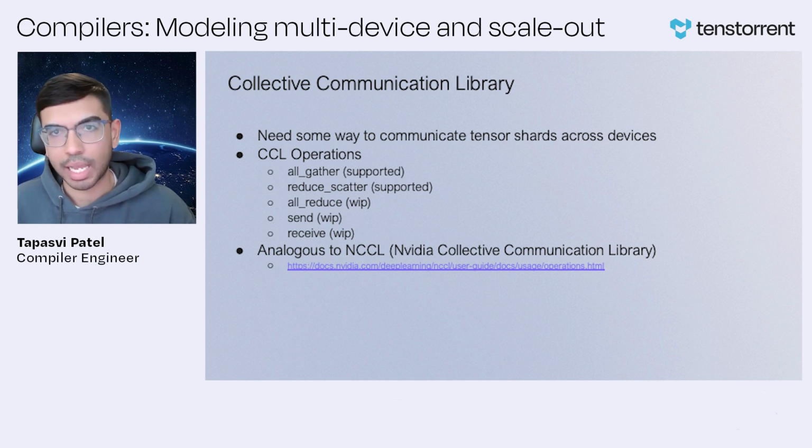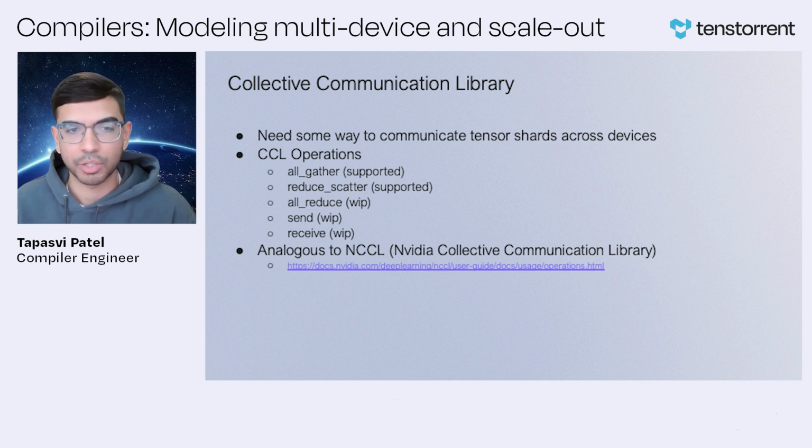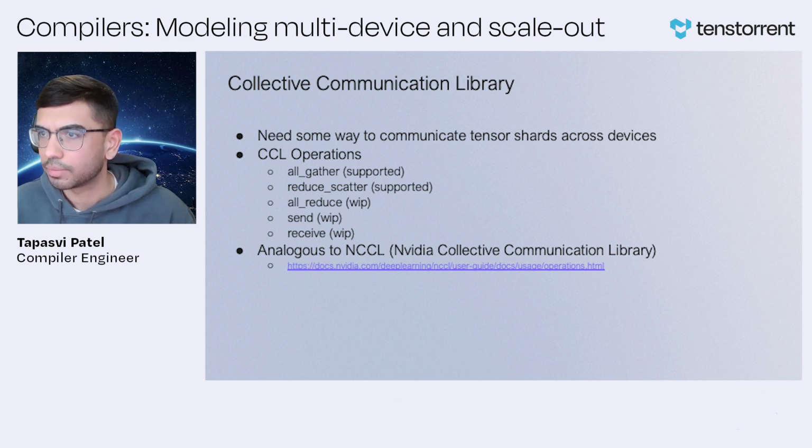Our collective communication library is essentially the library of all the different collective operations that we support. There are various different ones currently in TTNN. We have all gather and reduce scatter, which are both currently supported. All reduce is a work in progress, and send and receive are also work in progress. These are your point-to-point communications between specific devices. If anybody has used NCCL, NVIDIA's collective communication library, it's very similar. Here's a link to their library and how their implementation works, and we follow similar patterns.